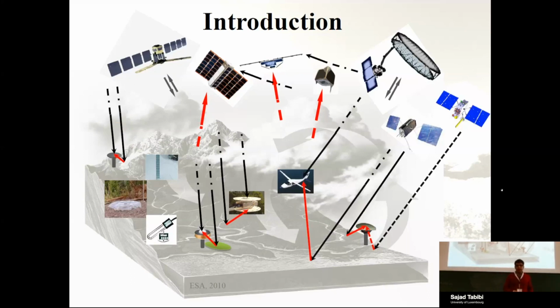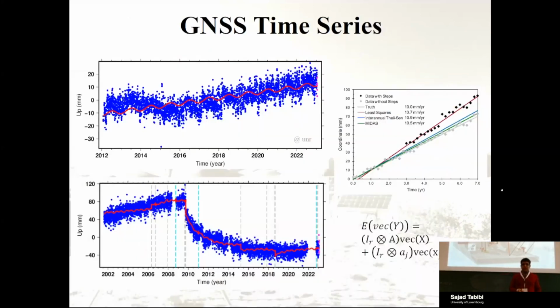Some of these systems are active and some of them are passive. Here I'm going to talk about the passive system, where we are receiving the signal from the GNSS satellite. So we are not producing the signal. We have the receiver just to receive the signal, and then we extract the geophysical parameters.